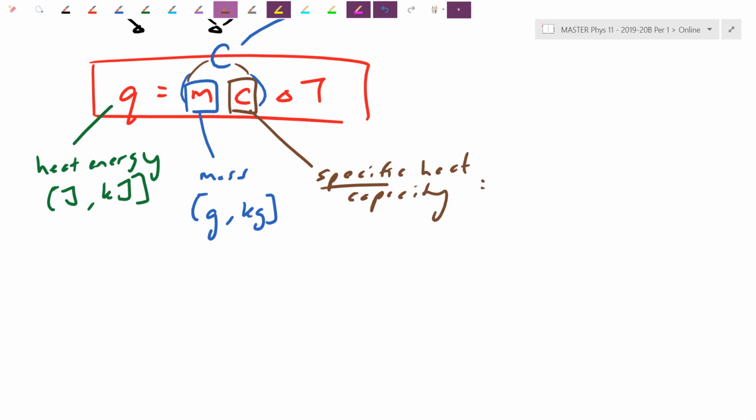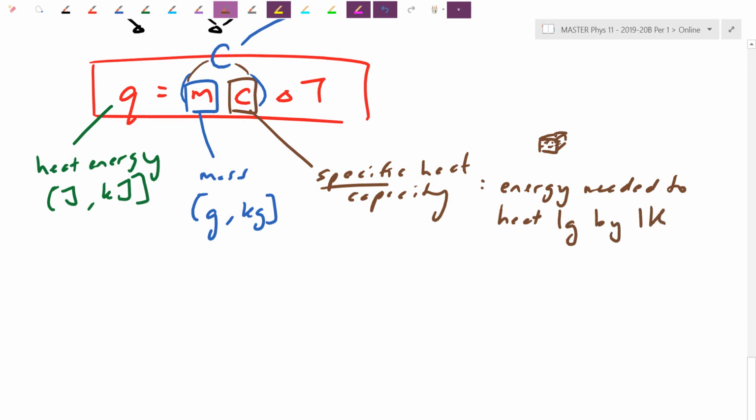So in this case here, specific heat capacity is the energy needed to heat, by convention, 1 gram. If I imagine a box of this material, it could be water, it could be whatever chemical. If I imagine 1 gram of this material, and I want to heat that by 1 degree, 1 Kelvin, 1 step on the temperature scale, I want to know how much heat is needed for that.